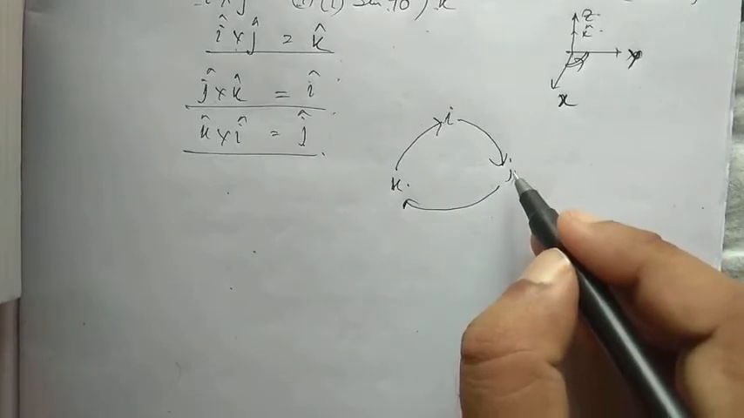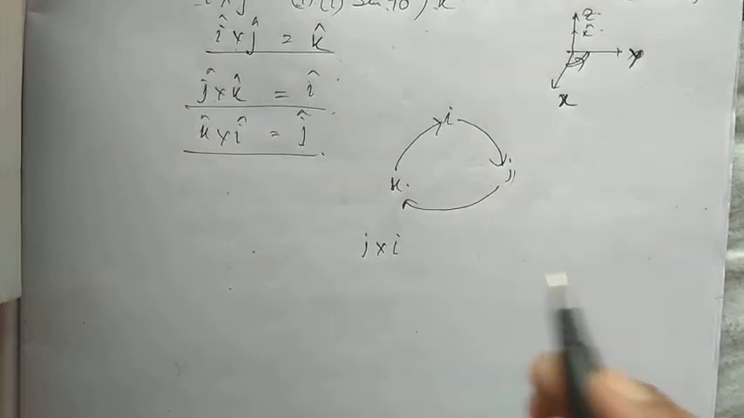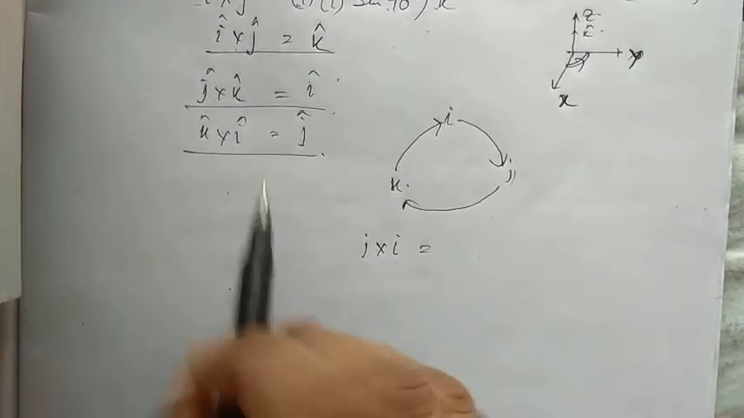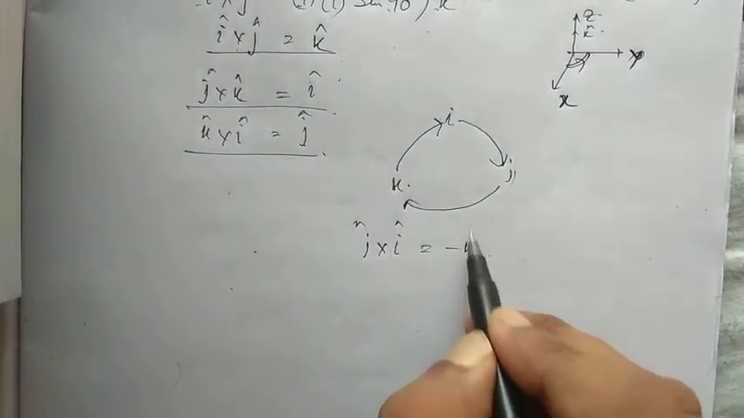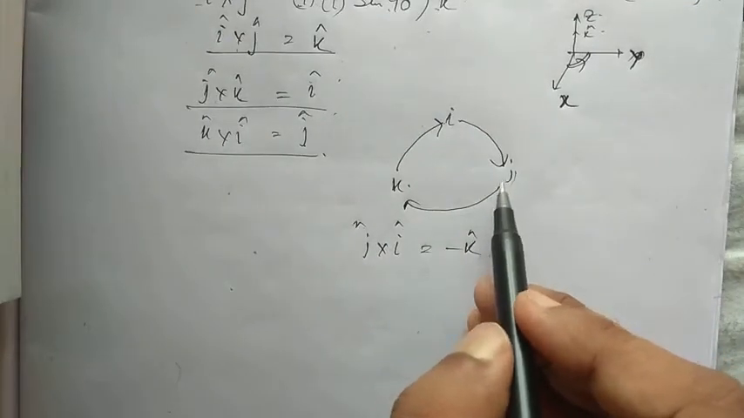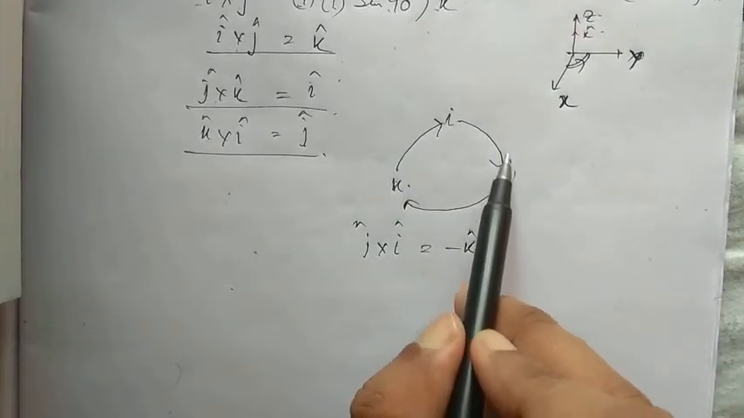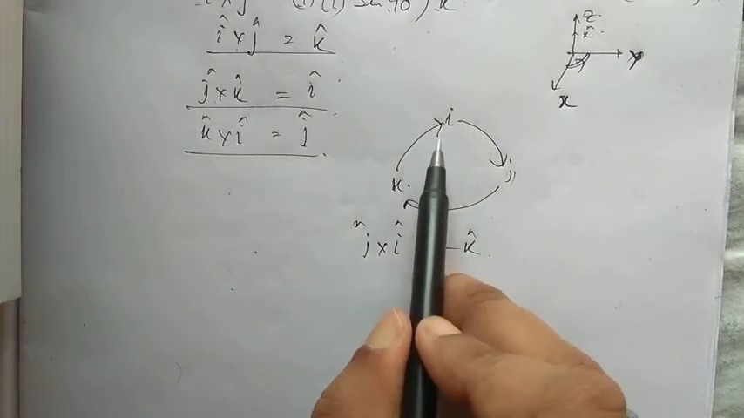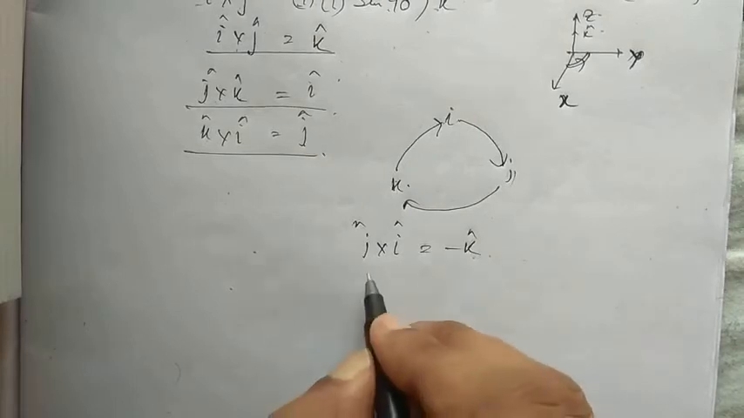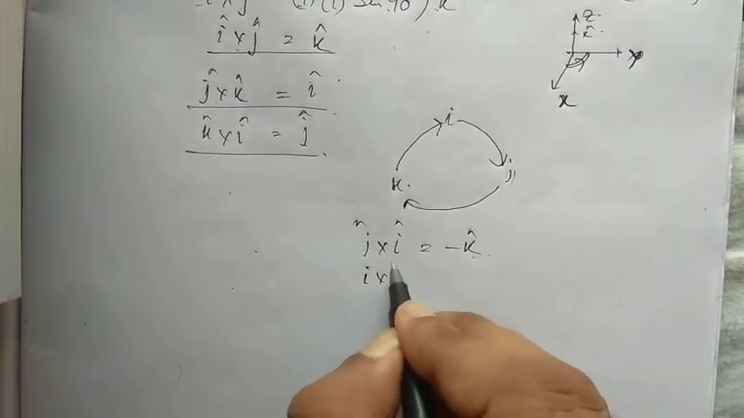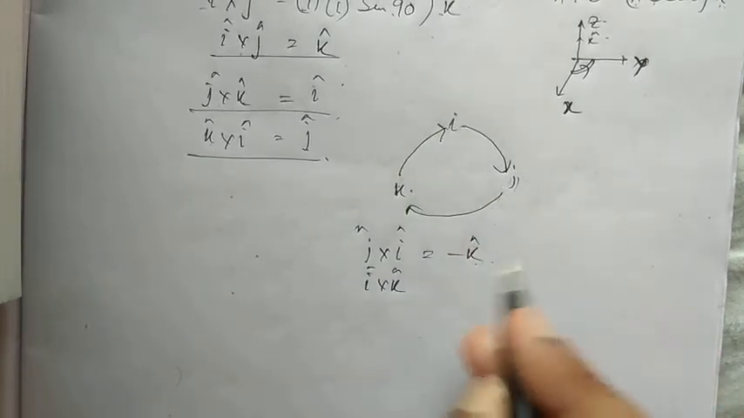Now, if we are asked to find j cross i, what will be the value of j cross i? If i cross j is equal to k, we can write j cross i is equal to minus k, because we are moving in the opposite direction. j cross i would result in k, but as we are moving opposite to the direction shown by this arrow, we write it as minus k. Similarly, i cross k, moving in the opposite direction, results in j, but we have to write it as minus j.